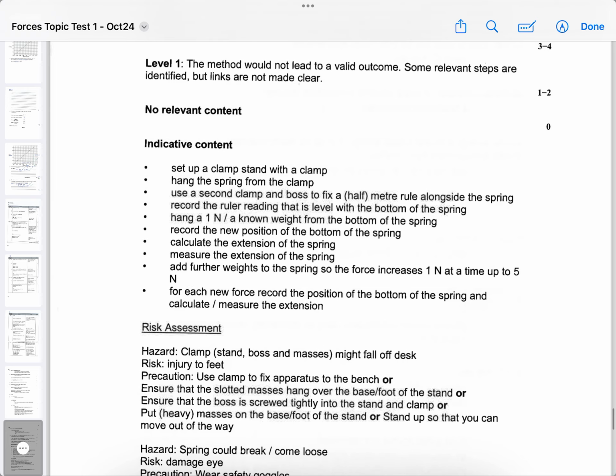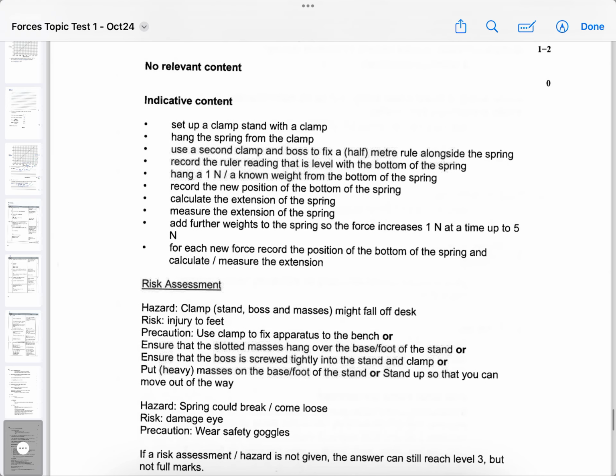So the examiner will look at the quality of your answer, and they'll be looking for these things. So set up a clamp with a stand, and that should be in your diagram. Hang the spring from the clamp. Use the second clamp and the boss to fix a 1/2 meter rule.